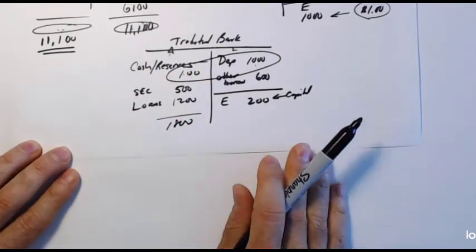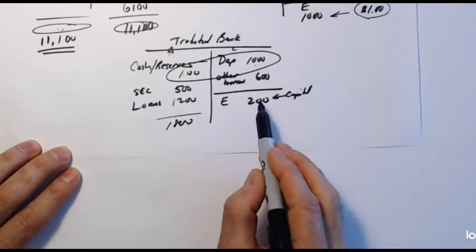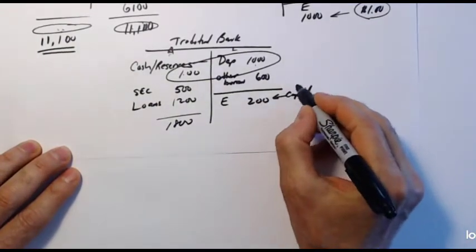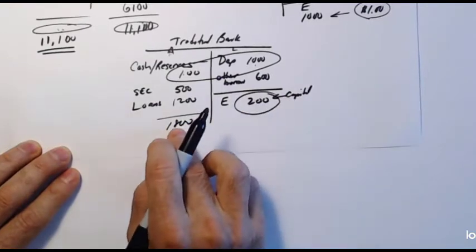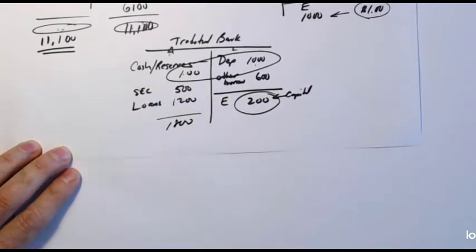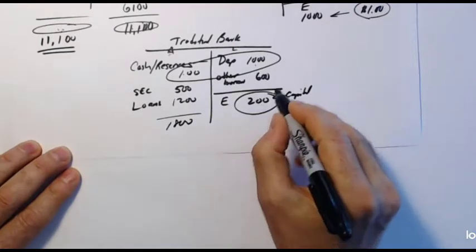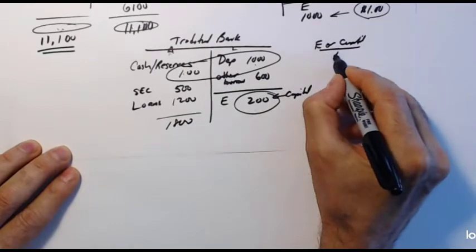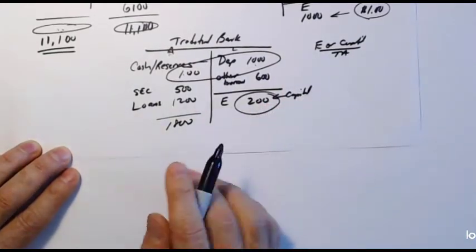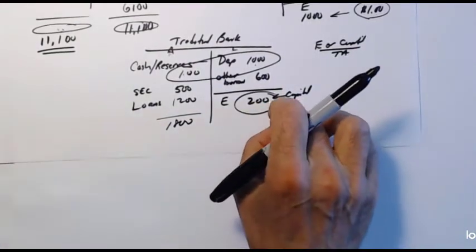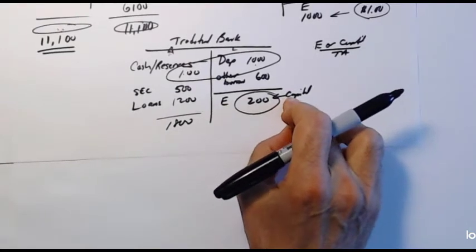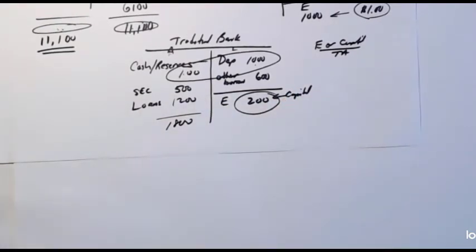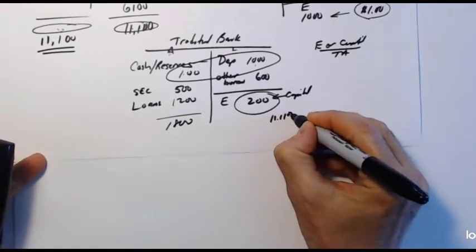The other thing that banks are required to do is have a certain amount of capital. And capital is right here. It's usually capital relative to total assets. There's a whole bunch of different ways of calculating it, but one way is to take equity or capital and divide it by total assets. In this case, equity is 200, divided by 1,800, which is about 11.11%. Now, that's one form of looking at capital.